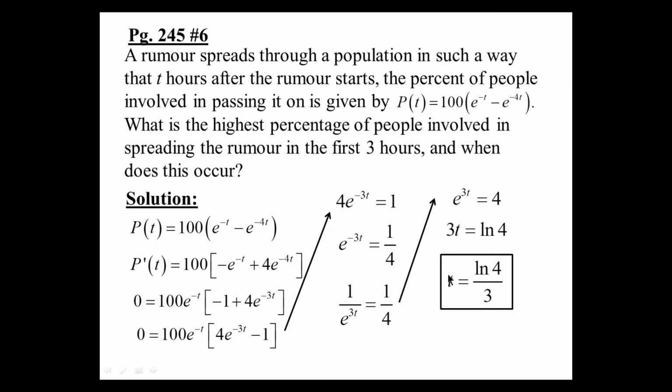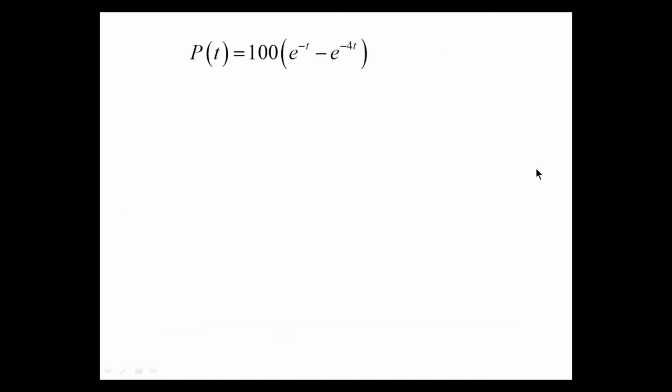So there's our critical number, and there's our boundary point, 3 hours and 0 hours. Let's just evaluate at the boundaries and the critical numbers. There's our function. P of 0 is equal to 0. Think about it. Put a 0 there, you got 1. Put a 0 there, you got 1. 1 minus 1 is 0 times 100.